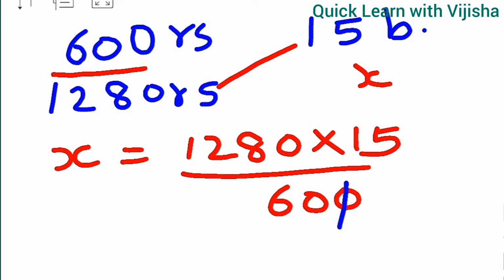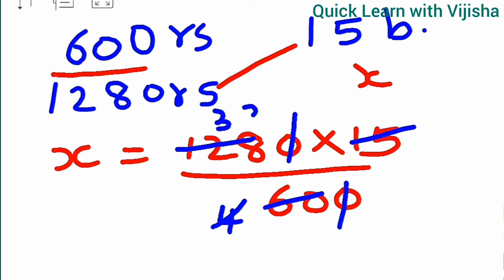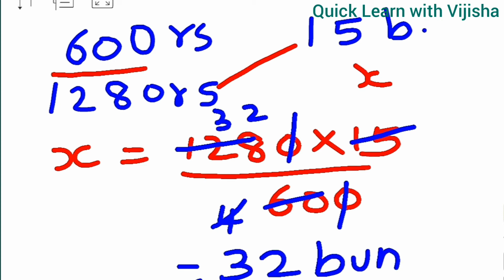Zeros we will cancel, in numerator and denominator. In 15's table, 60 goes how many times? 4 times. So I have cancelled 15, and 15 fours gives you 60. Coming to 4 and 128, we can do the division. Always numerator and denominator get divided. So 4 3s are 12 and 4 2s are 8, so 32. It is on the bunches side. So 32 bunches will be your answer.